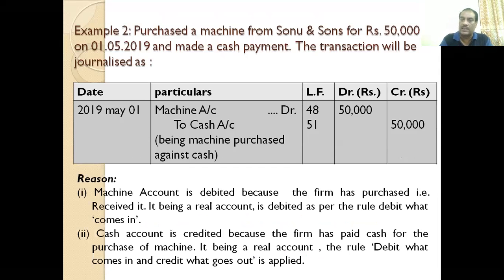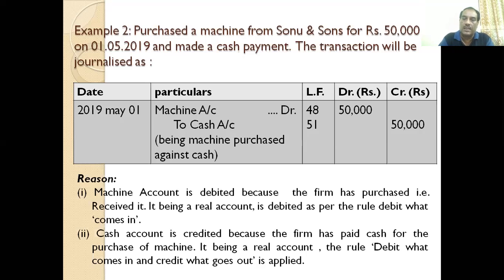So as usual, as convention, in the first column, year, month and day have been mentioned. Then in particulars, and this is the most important column, here you need to be very cautious. You must understand the nature of the account. You must ascertain which account is to be debited and which account to be credited, based on the rules of debits and credits. So this requires a very cautious approach.